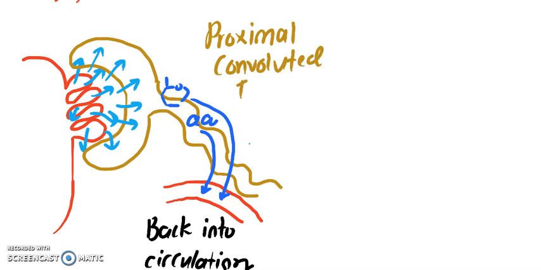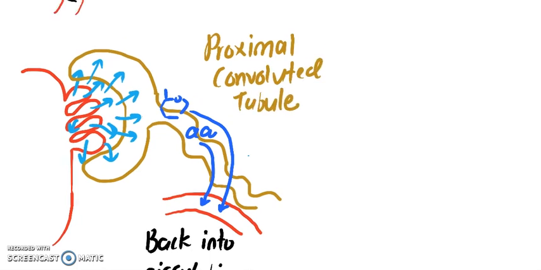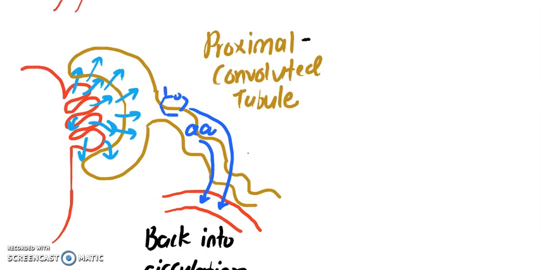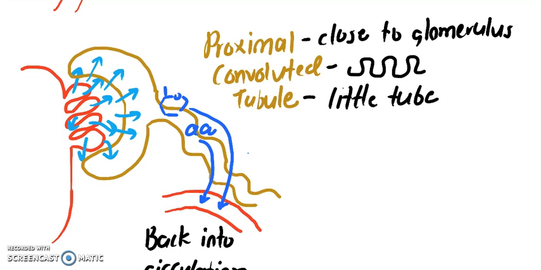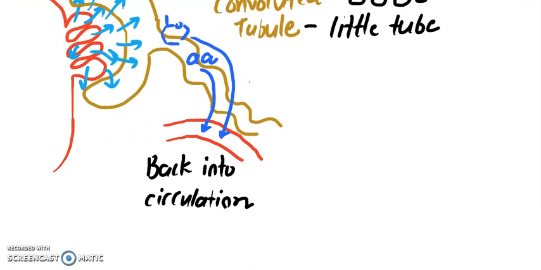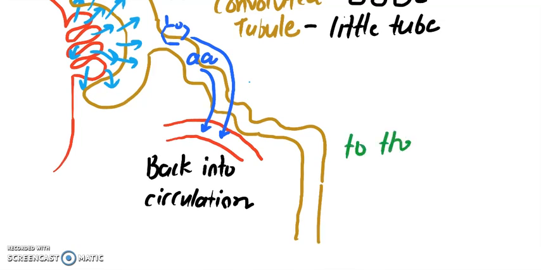convoluted tubule. Okay, proximal because it is close to the glomerulus. Convoluted because it has the squiggly shape, and tubule just means little tube. So here we have some absorption. And now this is eventually going to dip down into the medulla we go. So now to the medulla.